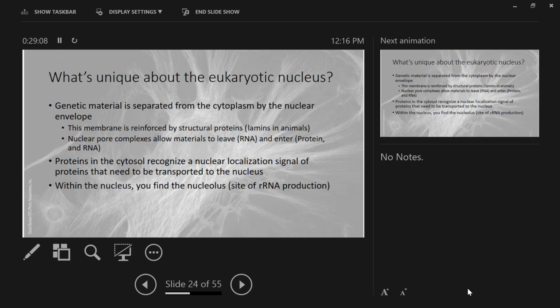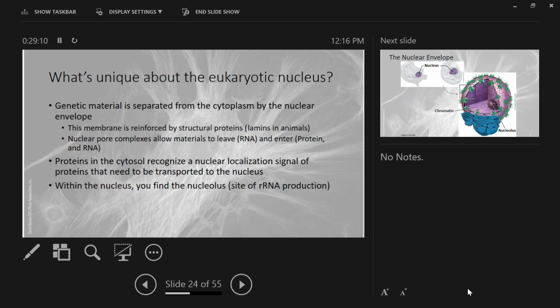All right, one last thing about the nucleus. Within the nucleus, you often find a darker, really dense structure called the nucleolus. This is the site where we are transcribing ribosomal RNA. We'll talk more about ribosomal RNA in a few weeks, but suffice it to say, you make a lot of ribosomal RNA. You're constantly making it to replace ribosomes that are damaged in some way.